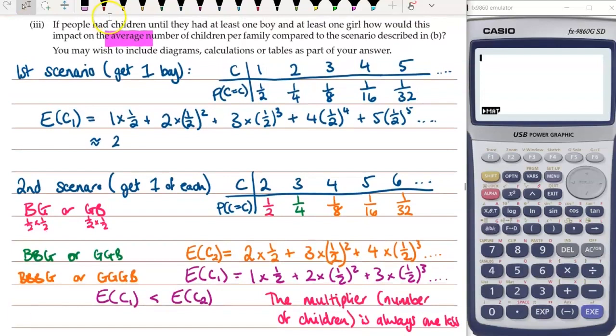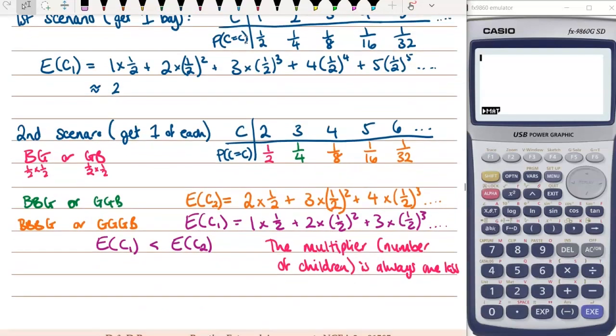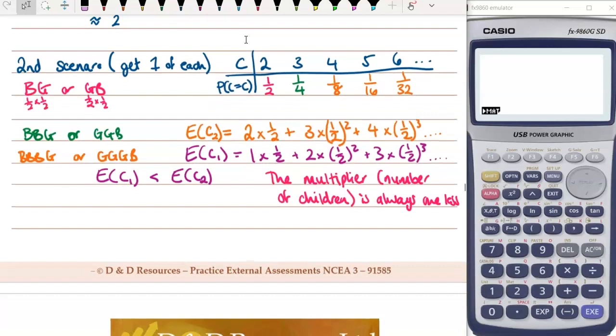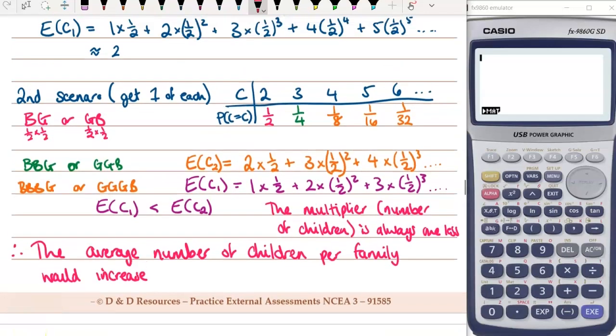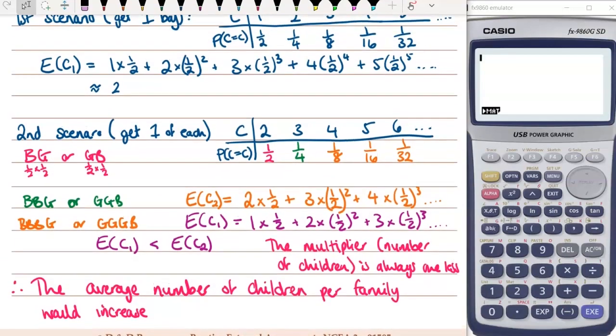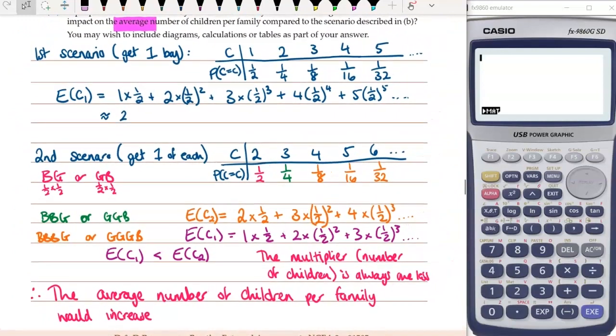So back to answering our question, how would this impact on the average number of children per family? It would increase it. And there you have it. That's that paper finished off.